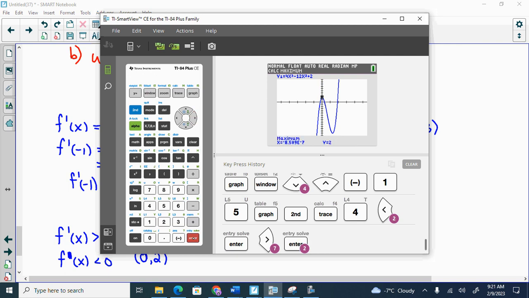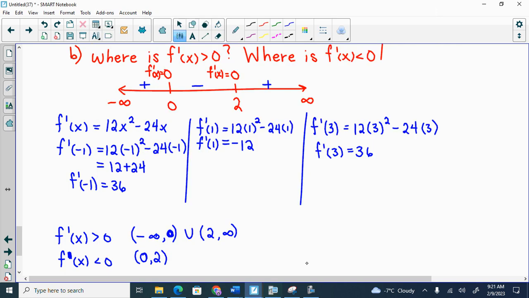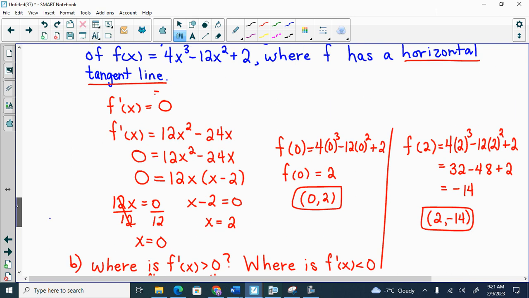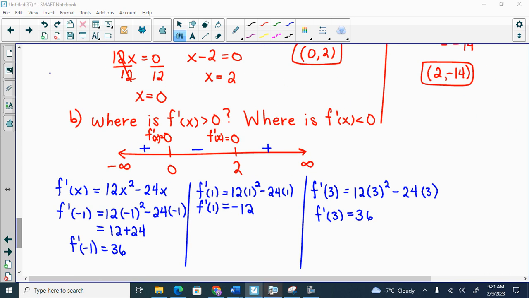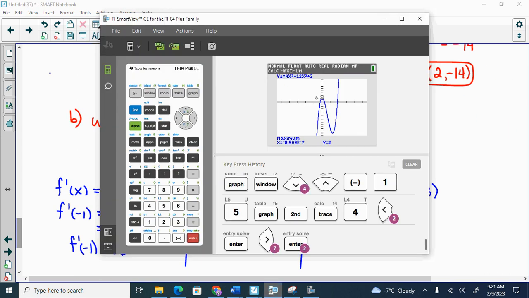What do we do when we get e to the negative 7? What does that just mean? 0. So we have a maximum at 0, 2. We know we have maxes or mins at those points, right? That's where a horizontal tangent can happen. Because I can draw a horizontal line there, like this. Like that. Here's my minimum. I can draw a horizontal line there. I'm suspecting it's going to be at 2 and negative 14, right?